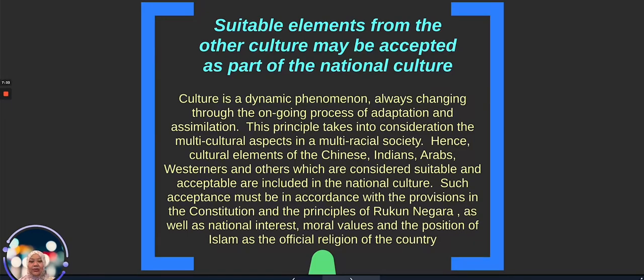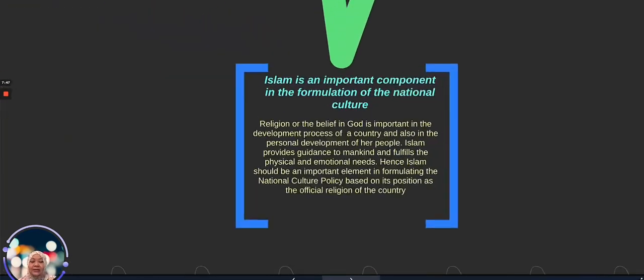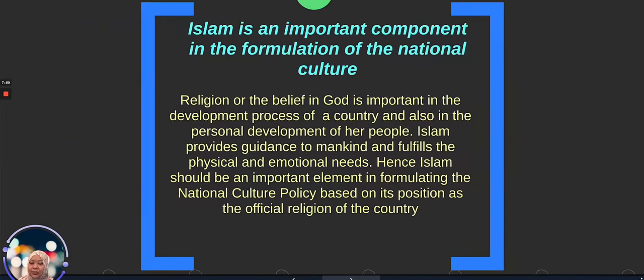And as I said earlier on, most importantly, all these cultural practices from other cultures must adhere to or follow Islam as the official religion, which brings us to the third and the last element of the national cultural policy, which is Islam as the main or important component in the formulation of the national culture. And in Malaysia, we have a national language, we have a national flower, we have a national costume, and we also have a national religion. And the official religion of the country is Islam.